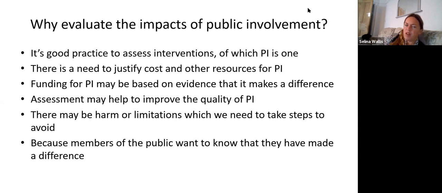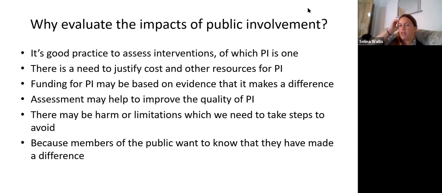So it may be that at the moment there's generally funding for public involvement, but in the future the funders may want to see more evidence about the way in which you're going to do public involvement, and that there is evidence that there's impact and outcomes from that public involvement. So we may in the future have to show that more. So we need to think about how we will do that and how we will evaluate it. If we evaluate public involvement, it might help to improve the quality of it, as we said.